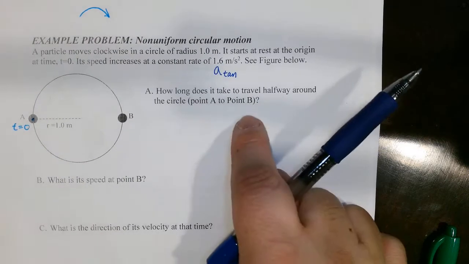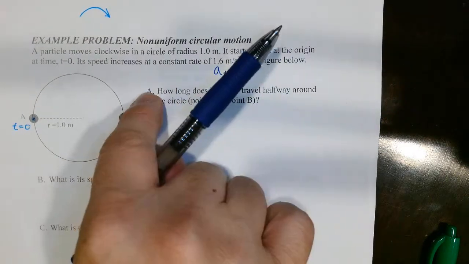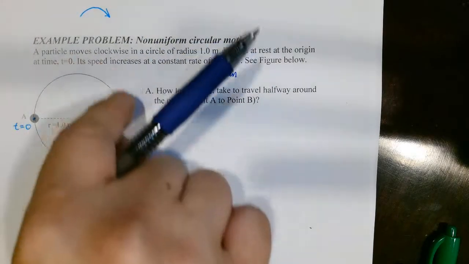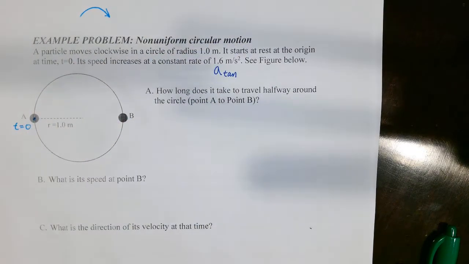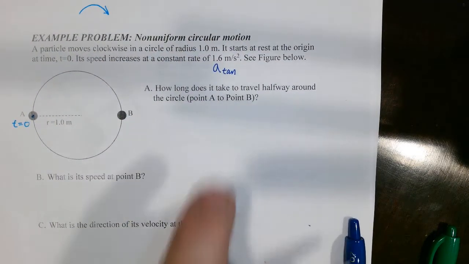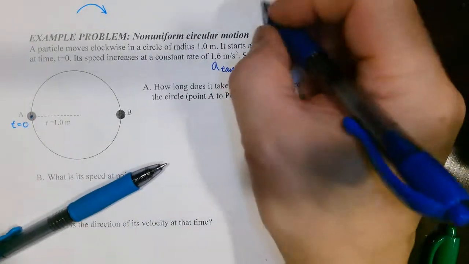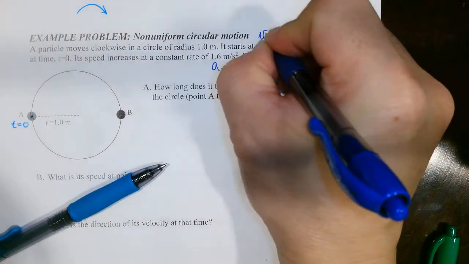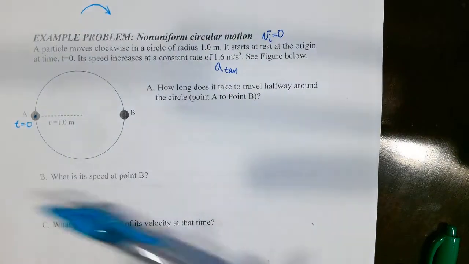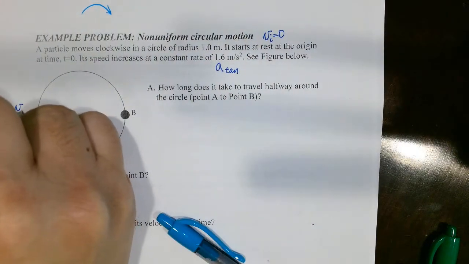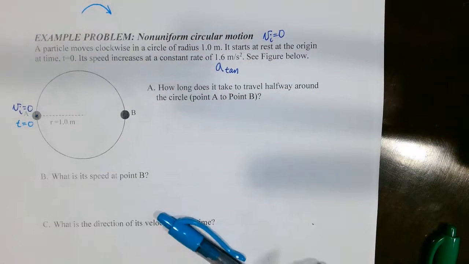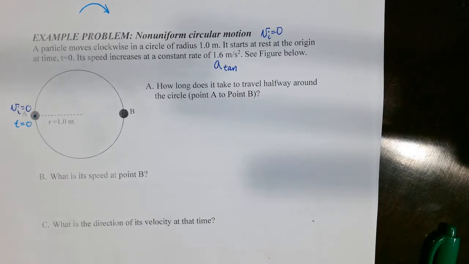How long does it take to travel halfway around the circle from point A to B? Assuming it starts at rest. So here, my initial velocity or initial speed is 0. So here, V initial is equal to 0. Okay?